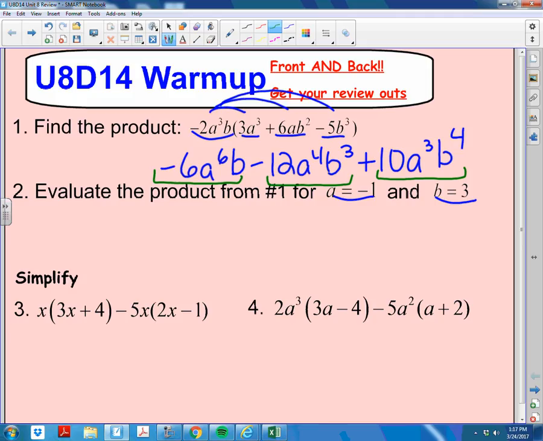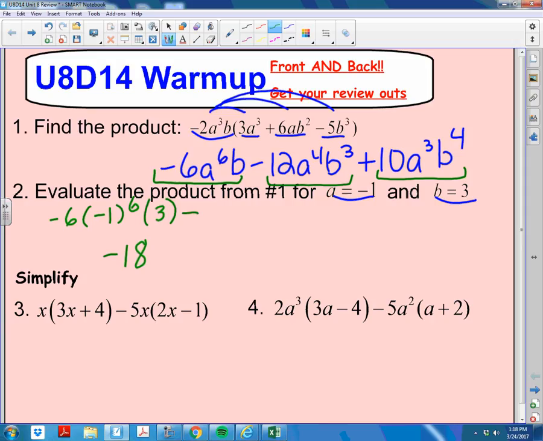So the first term is -6a, but instead of a, I put parentheses and -1 to the 6th power times b, which is 3. And that is exactly what I type into the calculator. You notice the exponents need to go outside the parentheses. Your exponents need to go outside the parentheses when you type it in. This is -18.